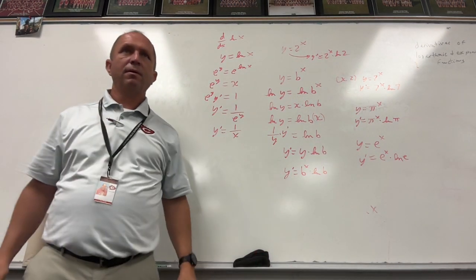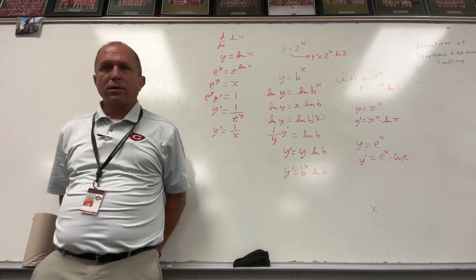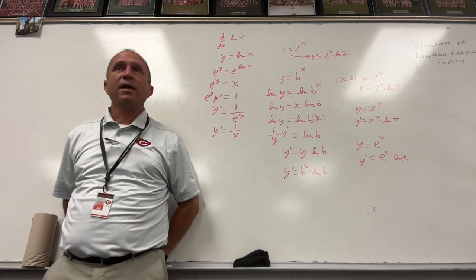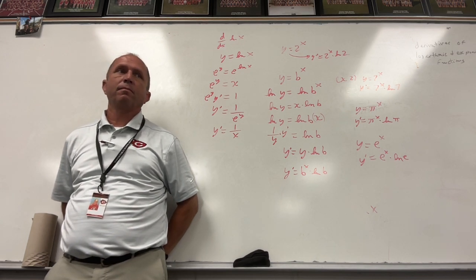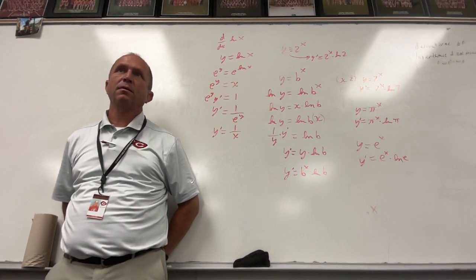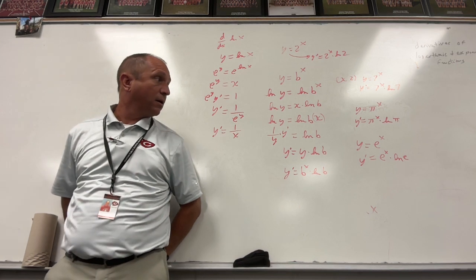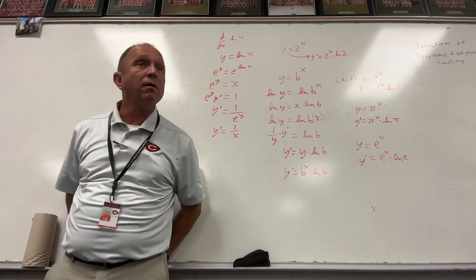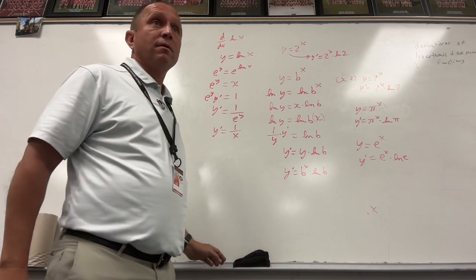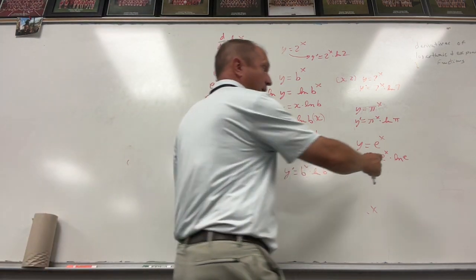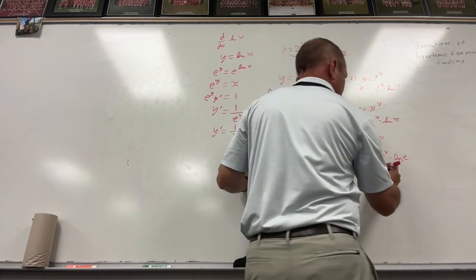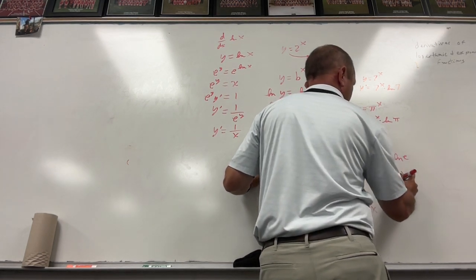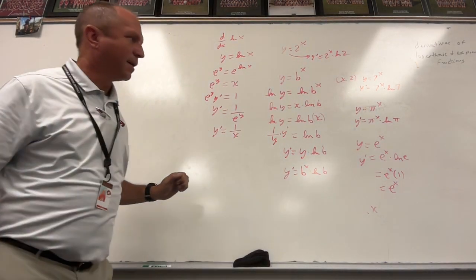Okay. So what just happened here? What did we say earlier that the derivative of e to the x was? e to the x, right? But what did I get right here? The natural log of e is just 1. So this is the same thing as e to the x times 1, which is just e to the x.